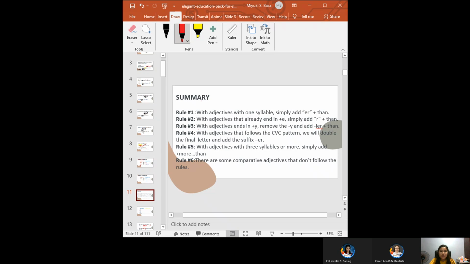Okay. What's the fourth rule, Miss Kaluwag? With adjectives that follow the CVC pattern, we will double the final letter and add the suffix er. Okay. How about the fifth rule, Miss Bautista? With adjectives with three syllables or more, simply add more or less plus than. Okay. And the last rule, Miss Kaluwag? There are some comparative adjectives that don't follow the rules. Okay.